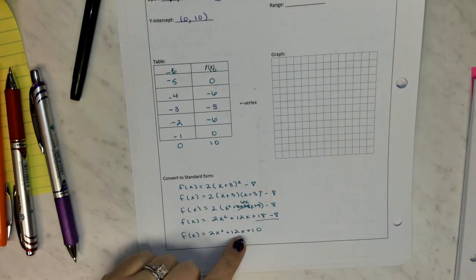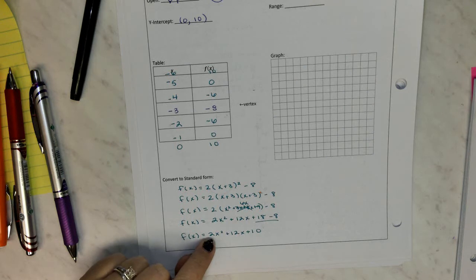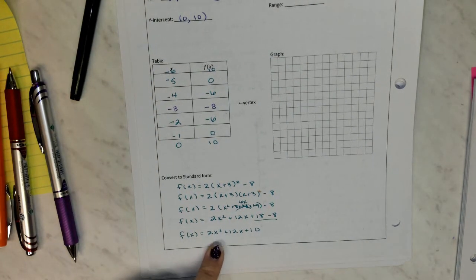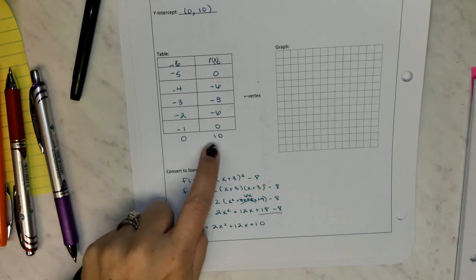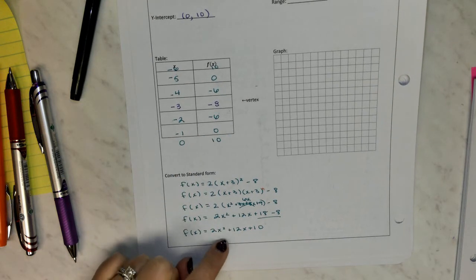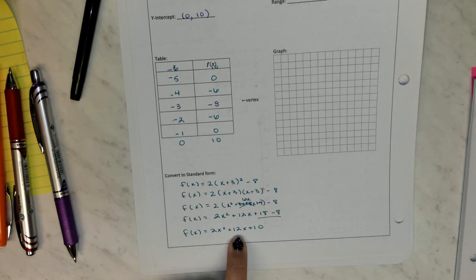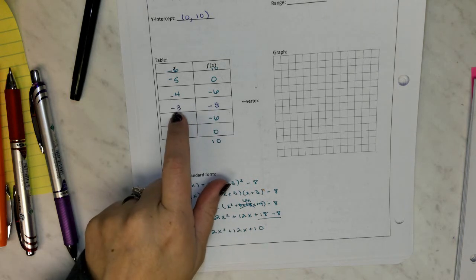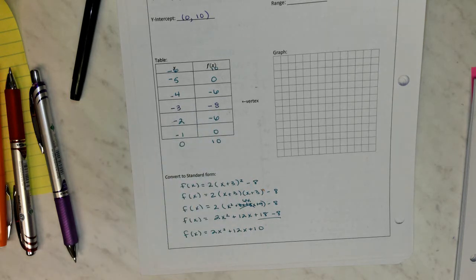And something to double check: is your A value still 2, which it was up in the original? Yes. When you plug in 0 here, do you end up with 10? Yes. If you take the opposite of B, divided by twice A, so -12 divided by 4, that is -3. That's the x of your vertex. So everything appears to be the same. Double check that stuff. Okay?